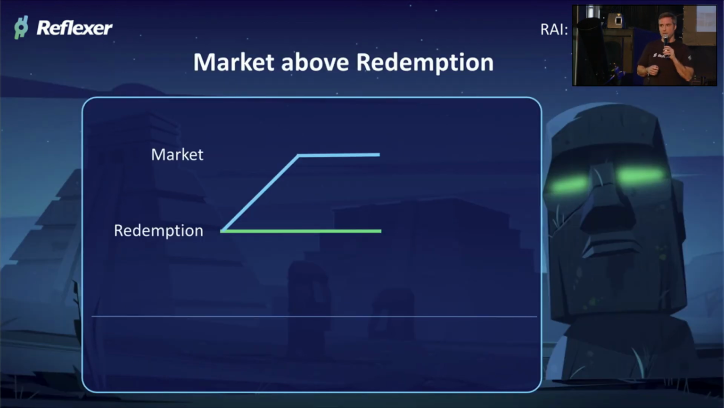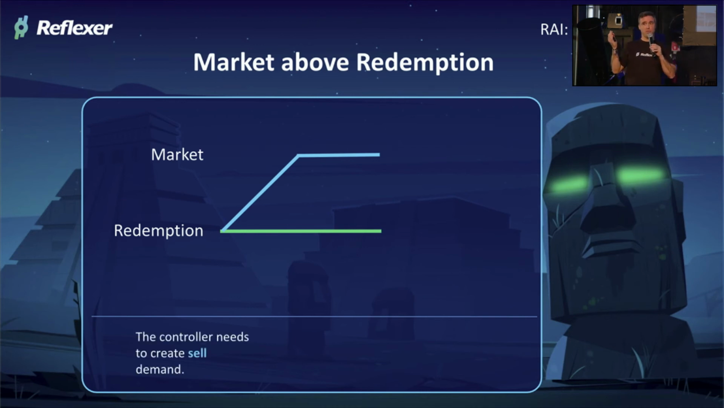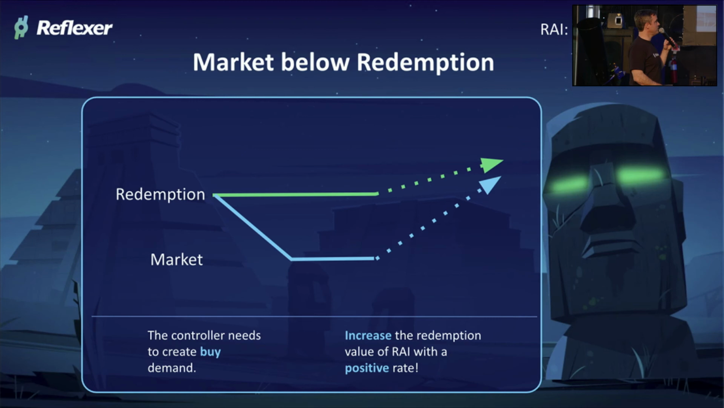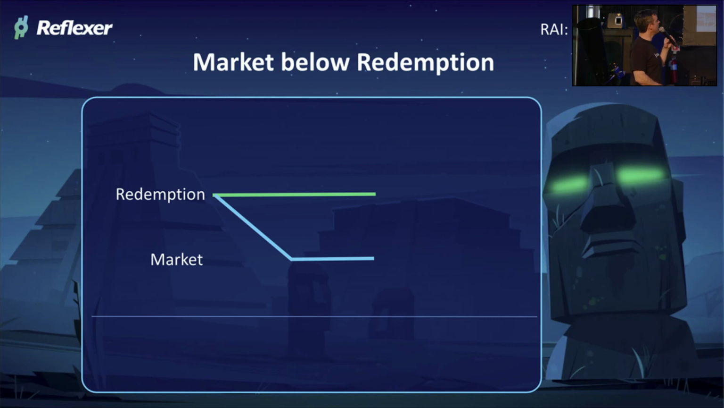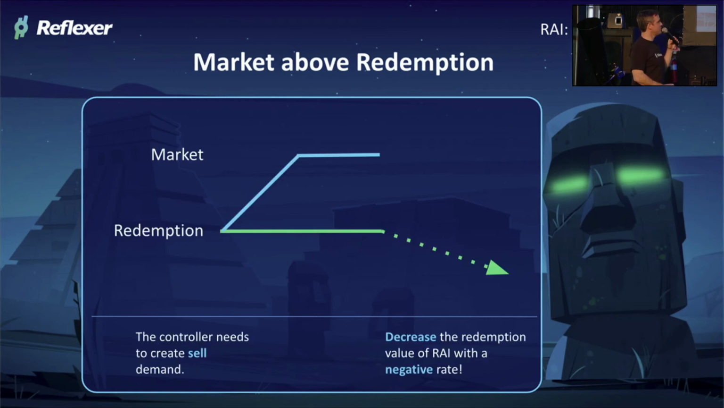So our previous example before with the other stablecoins and the elevated market price, if we have that with RAI, in this situation we have the market way up, so the controller needs to create sell demand. And how does it do that? So it decreases the redemption value, okay, to influence people to sell. If you hold RAI, it's depreciating, you're going to sell it.